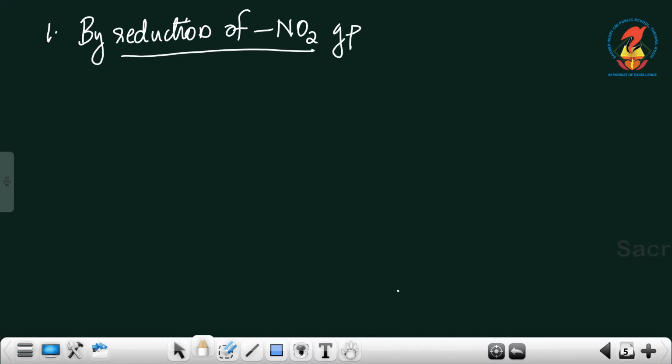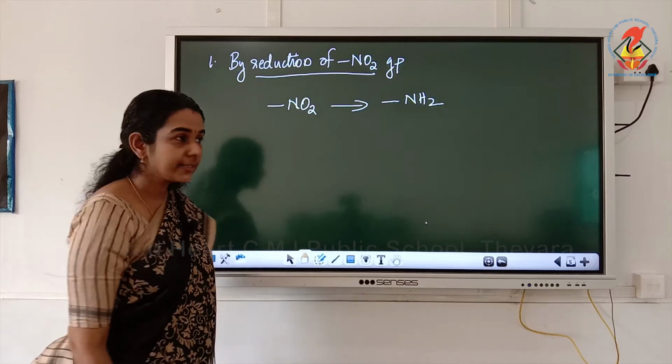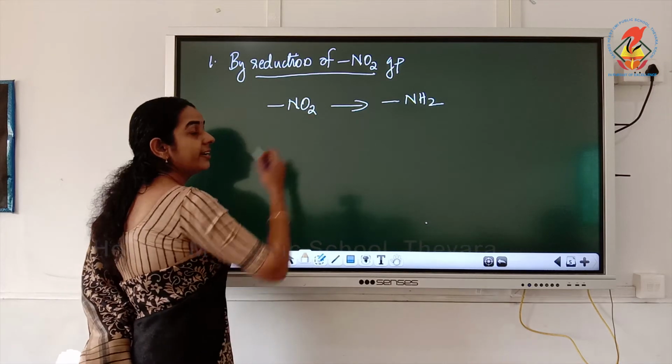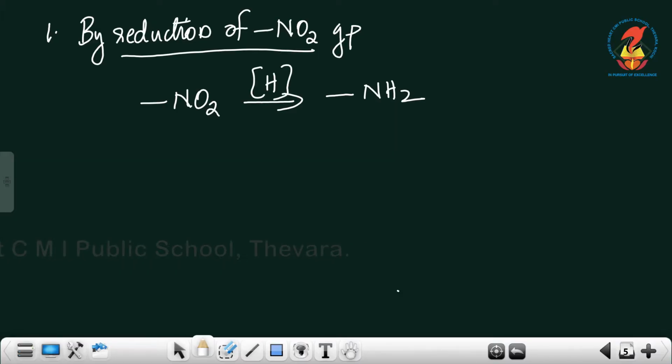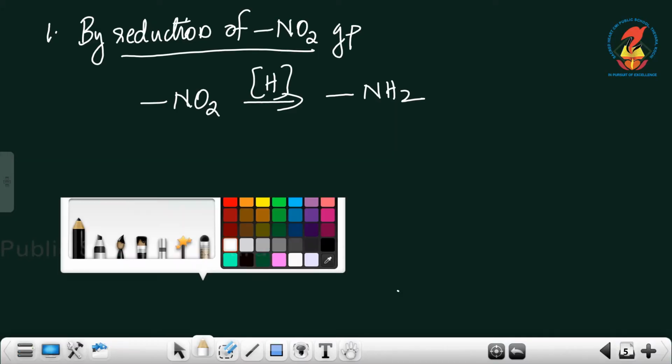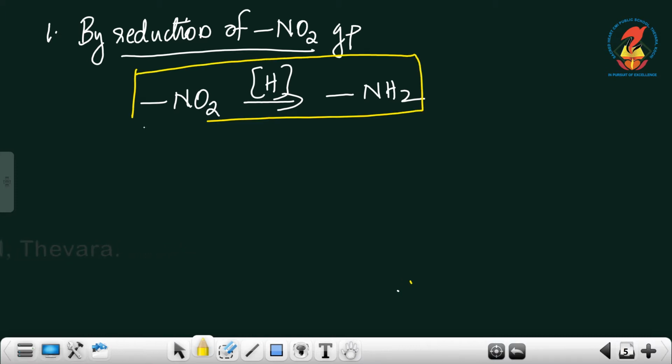We know that nitro group, what is the general formula of nitro group? Nitro group is NO2 group. So, how can we convert NO2 group into NH2 group? It is by replacing oxygen atoms by hydrogen atoms. So, we can call it reduction. NO2 group can be converted to NH2 group by reduction method.